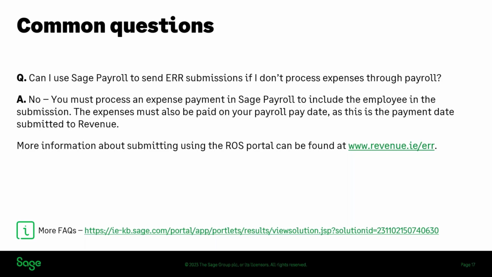So if you don't do that, you'll not be able to use Sage Payroll to send your ERR, but you could submit using the ROS portal, and you can find the instructions on doing that from their recorded webinar on revenue.ie/ERR, or you could mix and match. If there are some employees where the expenses aren't paid through payroll, you could submit those ones on the ROS portal, and for those that do have expenses paid through payroll, you could submit those ones through Sage Payroll. And we have got more FAQs available in our Help Hub, so you can access that from the link below.